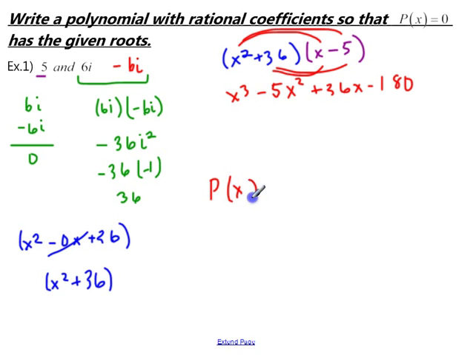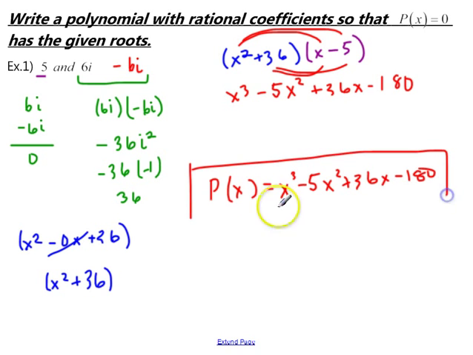We have the function p of x equal to x cubed minus 5x squared plus 36x minus 180. And here is our polynomial equation.